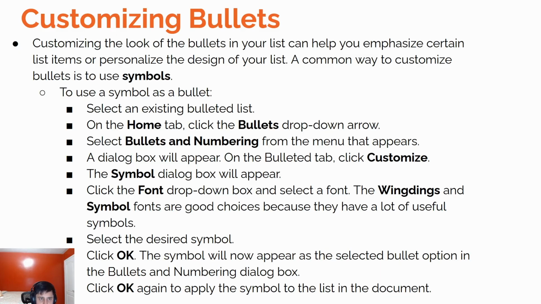Then we click the Font drop-down box and select a font, right? Whether this is Wingdings, right? And symbol fonts, they are good choices because they have a lot of useful symbols. Then we'll select our desired symbol and click OK, right?